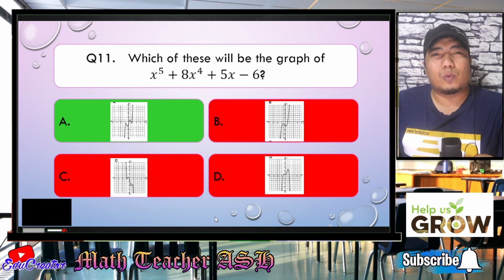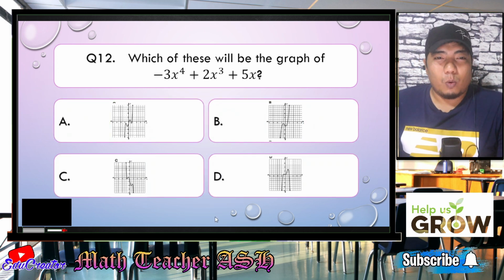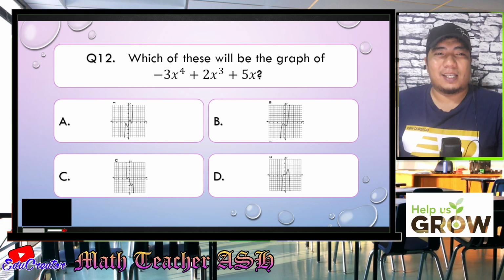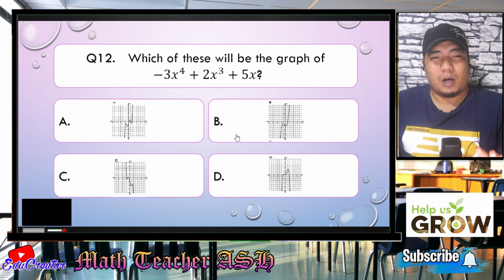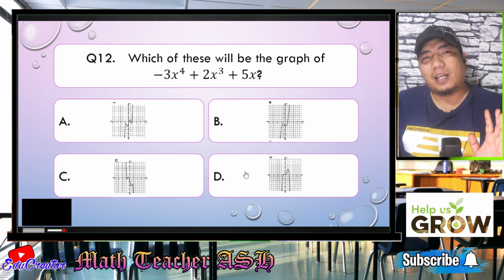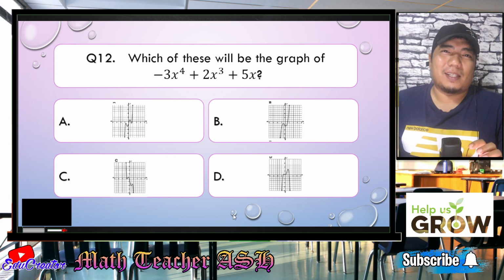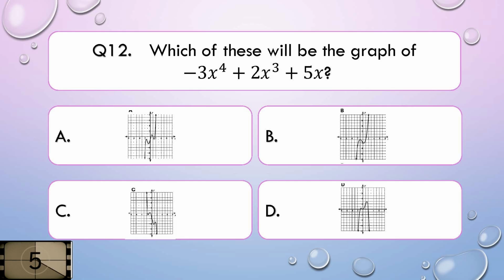Now let us go to question number 12. Which of this will be the graph of negative 3x to the fourth power plus 2x cubed plus 5x? Is it A, this one, B, this one, C, this one, or letter D, this one? I'll give you 5 seconds to think about your answer.